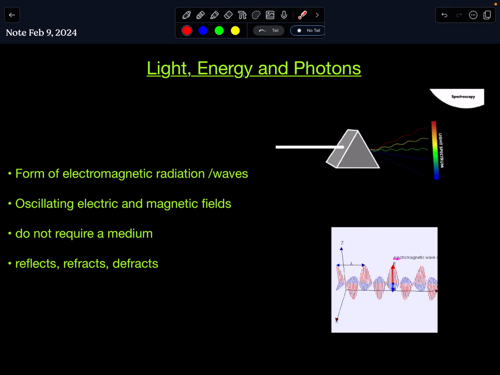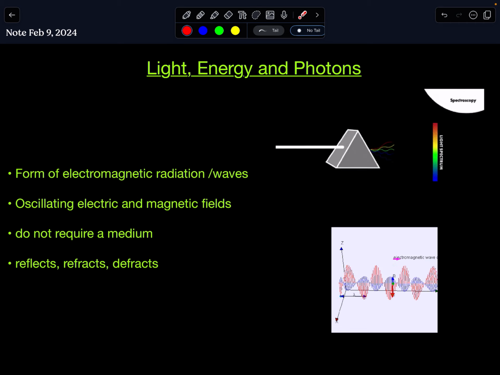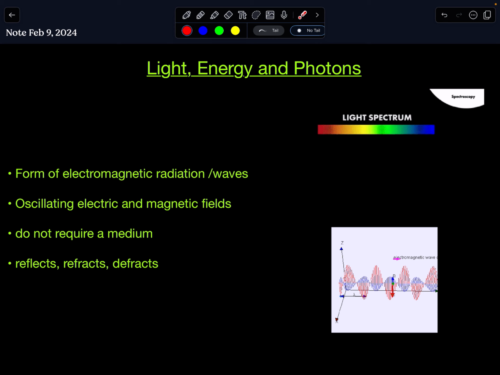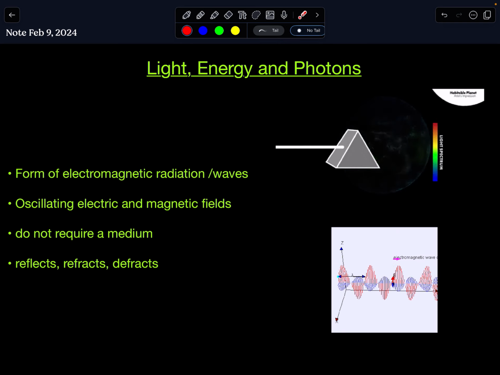All right, before we start talking about the photoelectric effect, it's time to review a little bit about what we remember about light, energy, and photons. What you can see here on the right is an example of light being dispersed by a prism, undergoing refraction, making a visible spectrum of light.